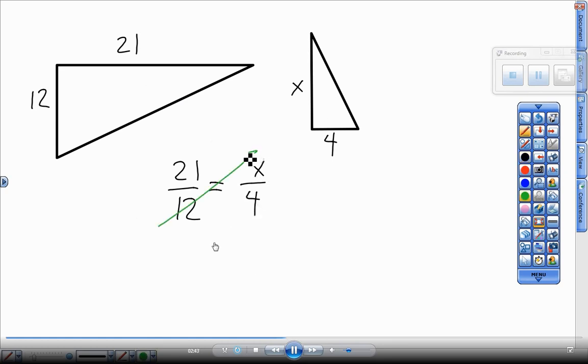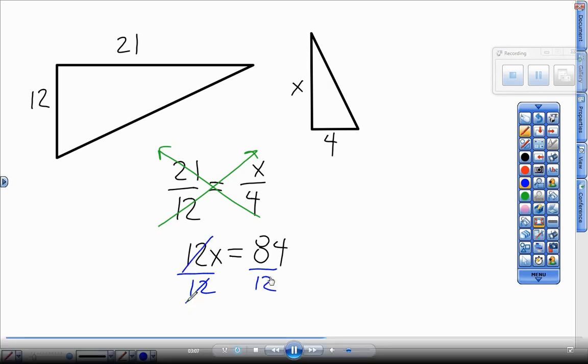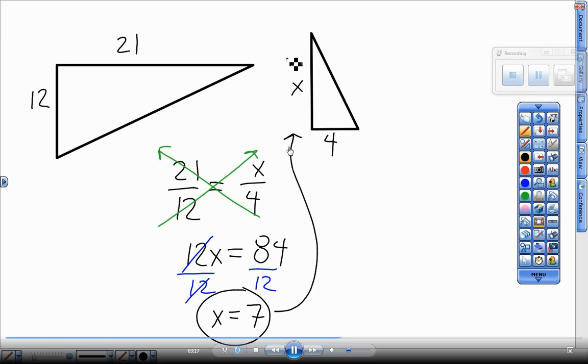Crisscross multiply. 12 times x gives you 12x. 21 times 4 gives you 84, I believe. So one way, 12x. 4 times 21 is 84. I'm going to divide both sides by 12 right there. And that gives me x equals 7 on that one. That would be that spot right there.